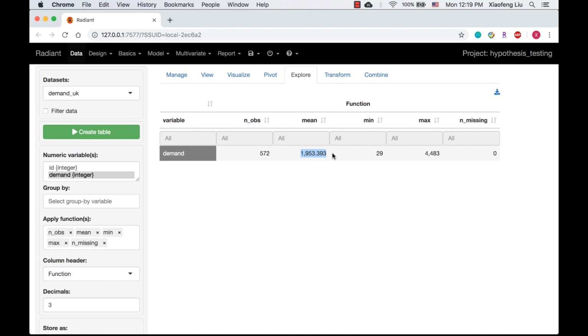This number is greater than 1750. Can I conclude that the management should enter the market? Maybe not, because we need to determine if the difference could be attributed to sampling error. That's why we need a single mean test. From Basics, click Single mean.